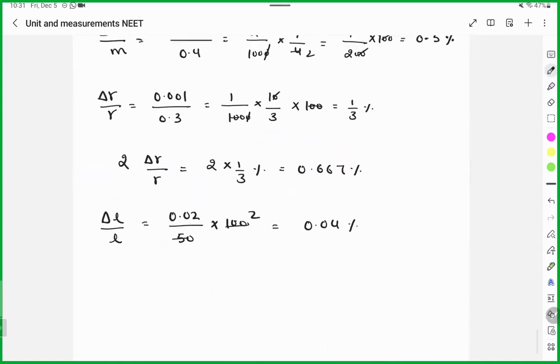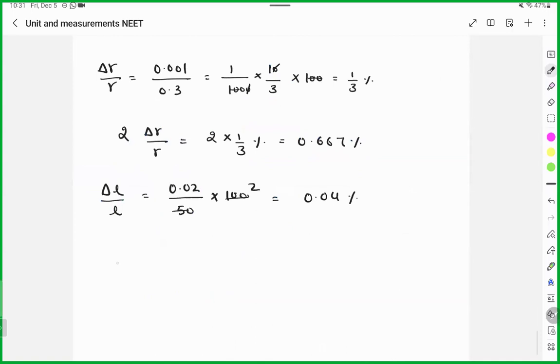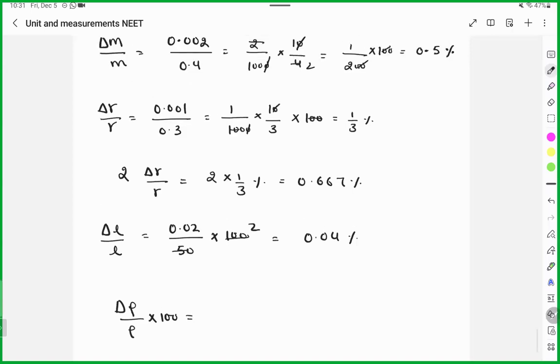Now, if you add all the values, you will get the density percentage. Delta rho by rho multiplied by 100 will be equal to this. What is the first value? 0.5%. What is the second value? 0.667%. What is the third value? 0.04%. What is the answer?